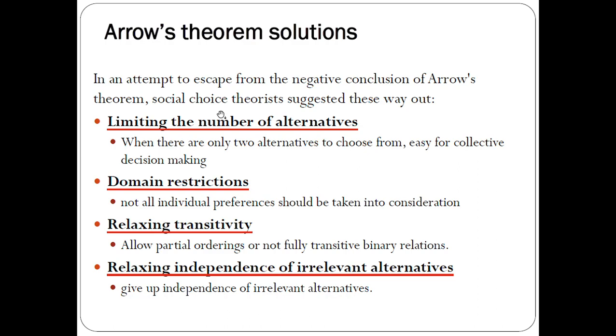The first one is limiting the number of alternatives. When there are only 2 alternatives to choose from, it is easy for collective decision making.